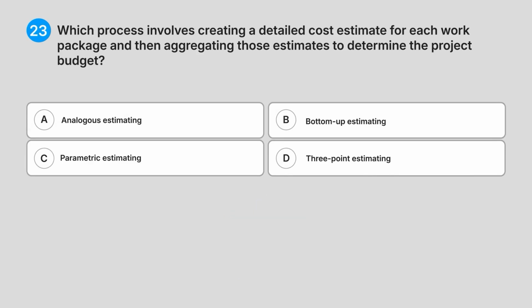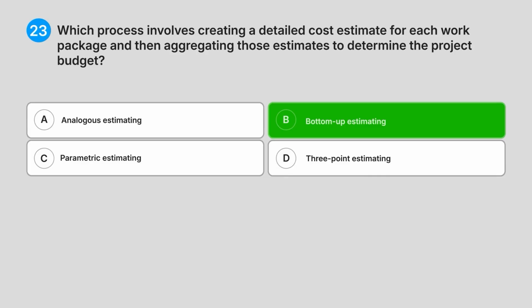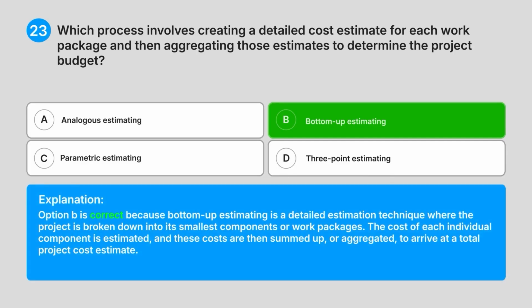Correct answer, B. Bottom-up estimating. Explanation. Option B is correct because bottom-up estimating is a detailed estimation technique where the project is broken down into its smallest components or work packages. The cost of each individual component is estimated, and these costs are then summed up or aggregated to arrive at a total project cost estimate.